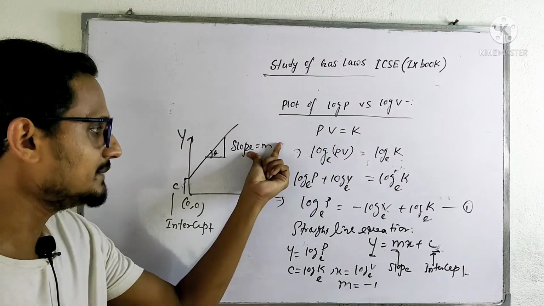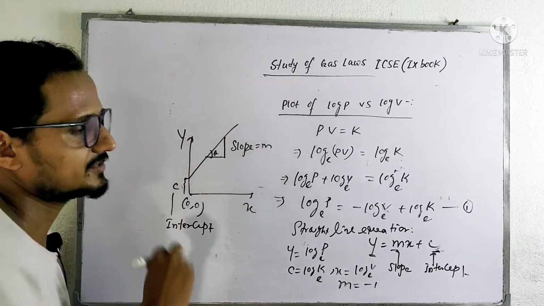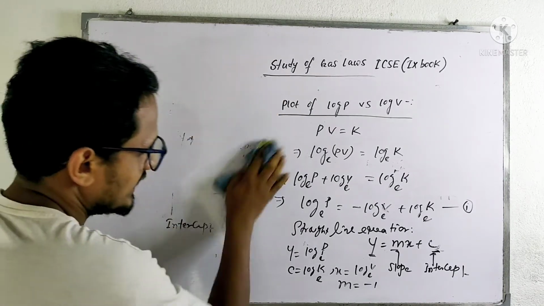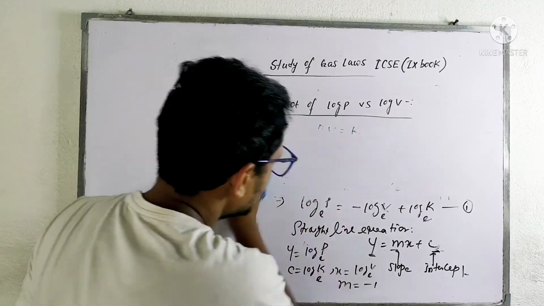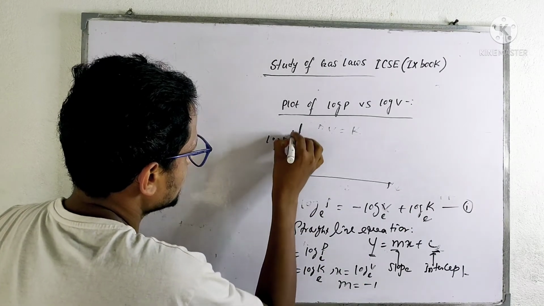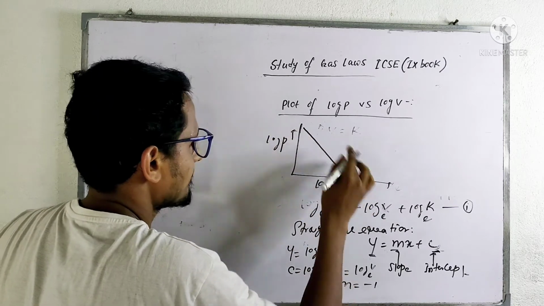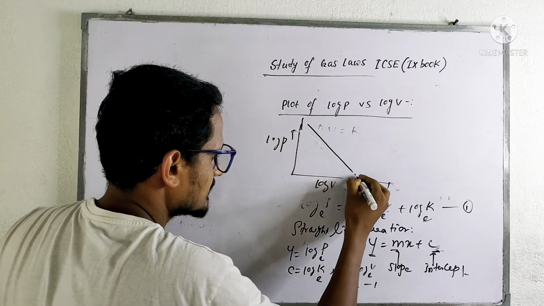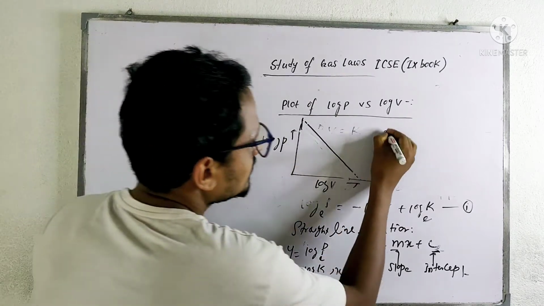Now if the slope is negative, the curve will not look like this. This is for positive slope. So we'll get a curve like this for negative slope. I'm just erasing this one. So for negative slope, it will be log p versus log v. The curve will look like this. Now m is minus 1.